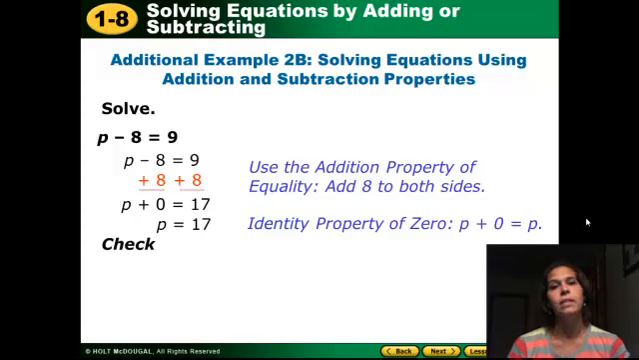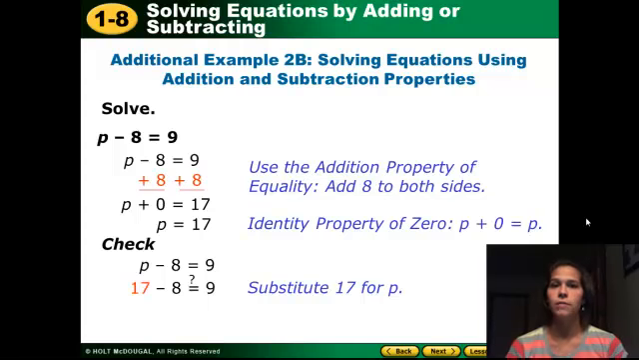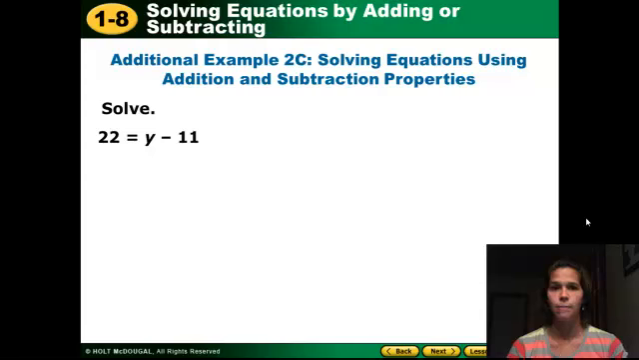So now I'm going to take that and substitute it back in for my check. Substitute 17 for P. So is 17 minus 8 equal to 9? Do the arithmetic. It is, and I can check it.